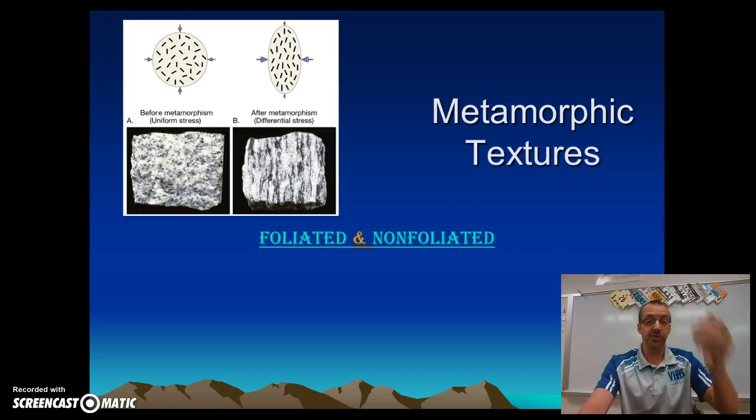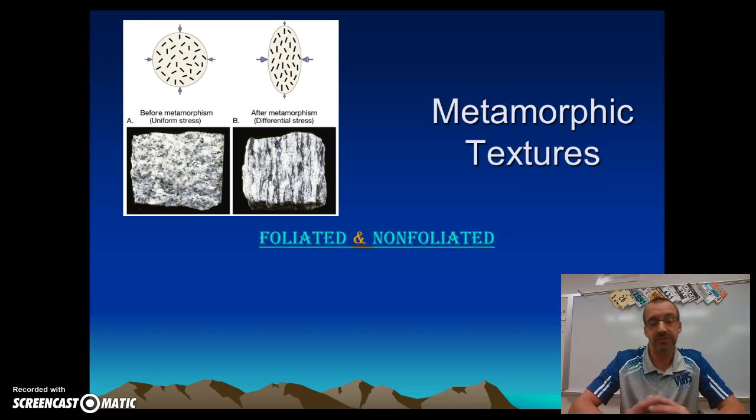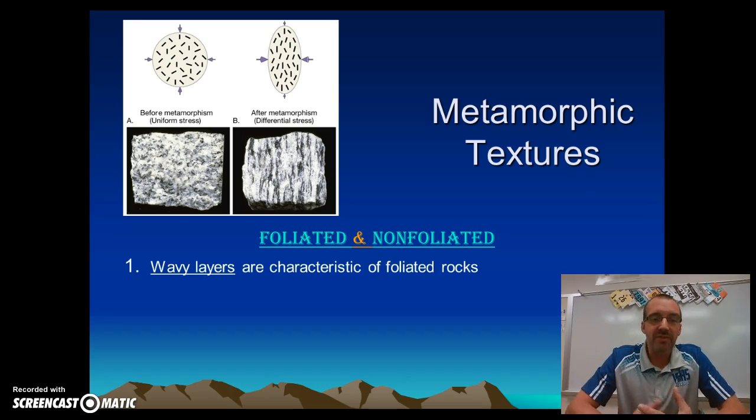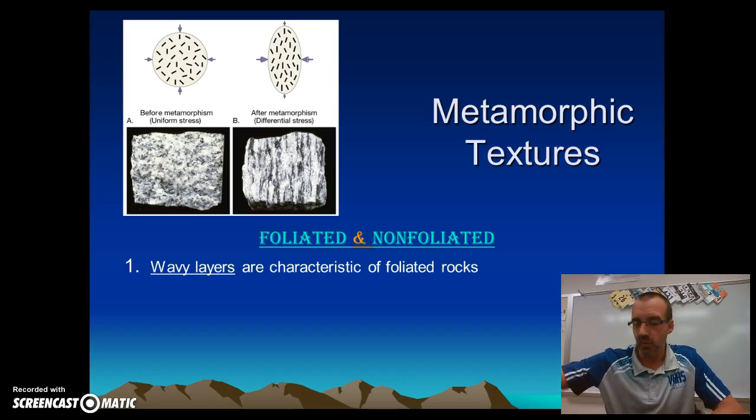Now, metamorphic textures. Remember, we typically lump rocks into a couple of different categories. With igneous rocks, we have intrusive and extrusive. Sedimentary rocks, we have chemical and clastic sedimentary rocks. Well, for metamorphic rocks, we have foliated and non-foliated textures. Now, wavy layers are a characteristic of foliated rocks. I'm going to show you an example of one of these.